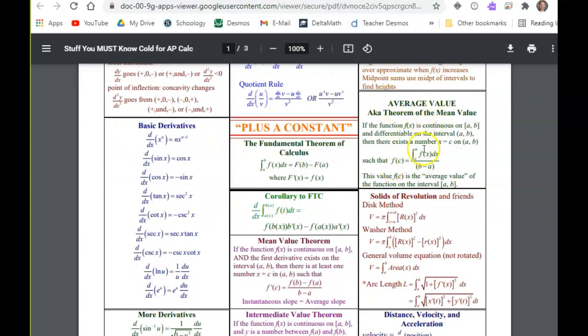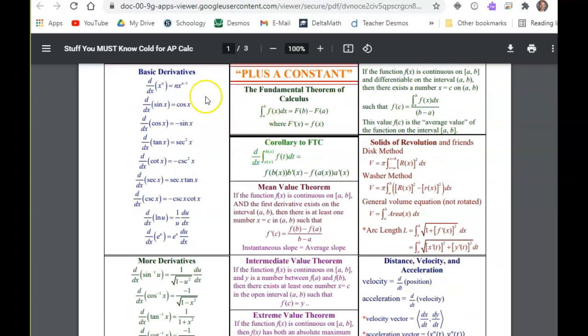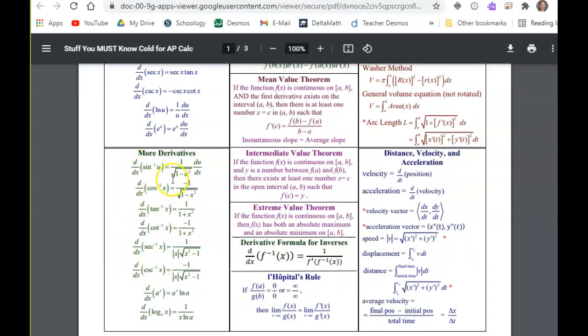Average value is a pretty big one. They wrote this a little differently than we did. We had the 1 over b minus a out in front of the integral instead of divide, but it's the same thing. Here's something really helpful. All the basic trig, all the basic derivatives. There's more derivatives down here as well. Some of the inverse trigs.